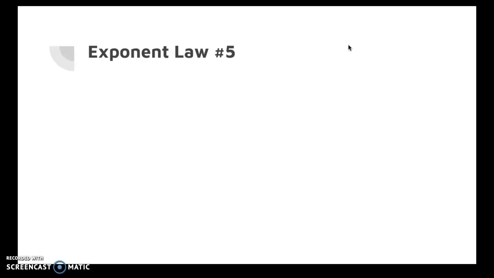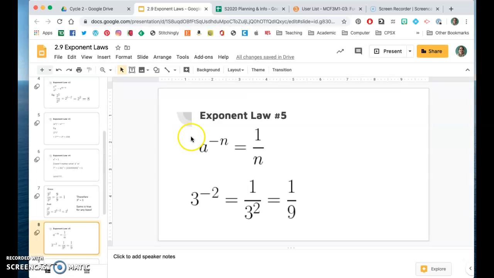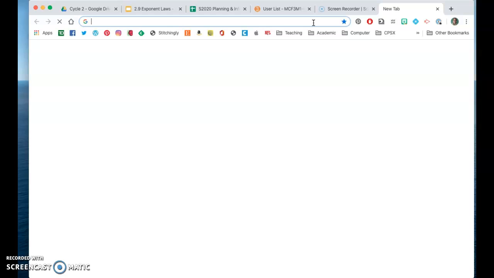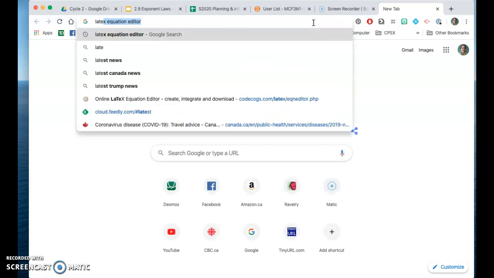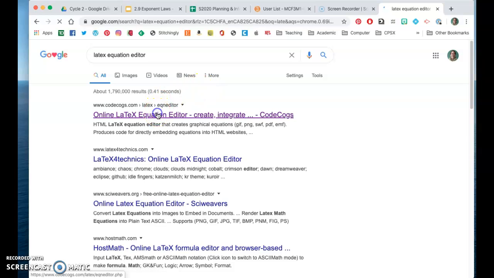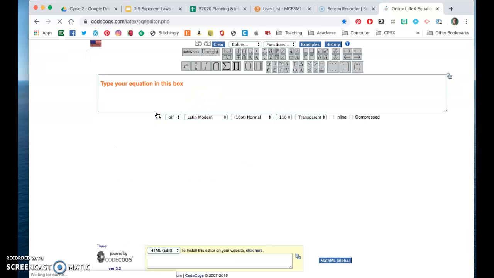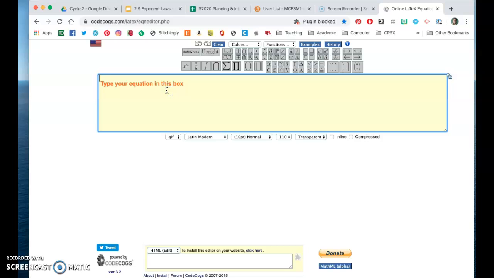Okay, exponent law number 5. We did talk about this one before, but oh no, I typed it wrong. Okay, a to the negative n is 1 over a to the n. I'm going to fix that right now. It's right down here, so you're going to actually watch me figure this out. I am going to use the LaTeX equation editor, and I'm going to change it as you're watching, because you can see I am not doing this perfectly. So we had a to the negative n.